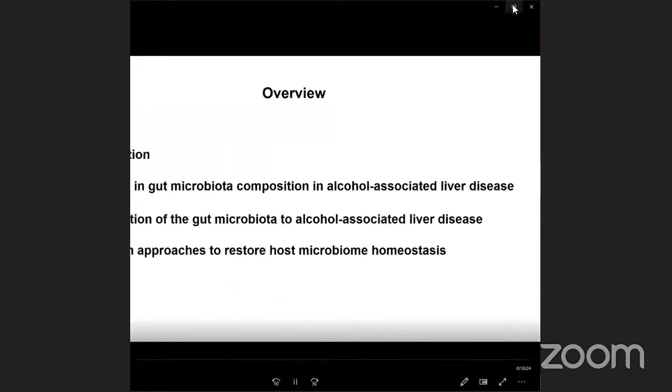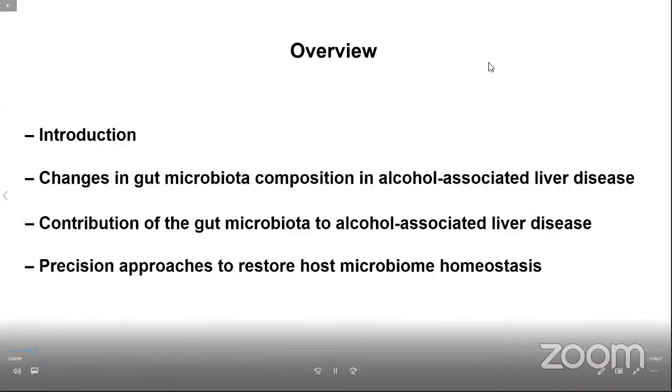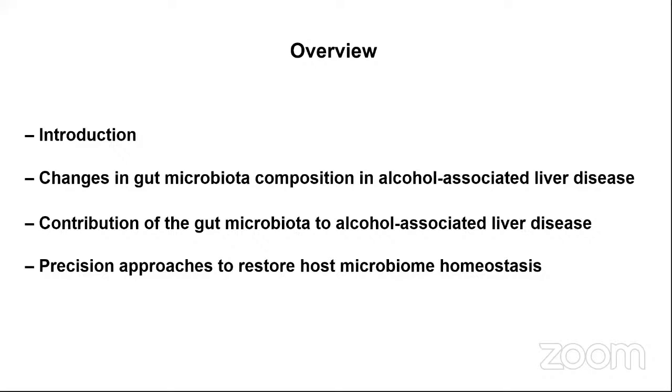And this is the overview. I would initially introduce the gut microbiome and alcohol-associated liver disease. I want to then talk about changes that occur in the gut microbiota composition in alcohol-associated liver disease. I want to then switch over and tell you about the contribution of the gut microbiota to alcohol-associated liver disease. And finally, I want to highlight some precision approaches to restore host microbiome homeostasis to treat liver disease.